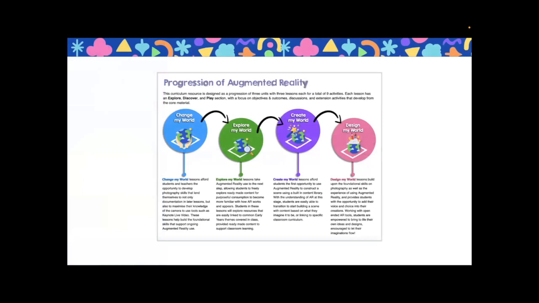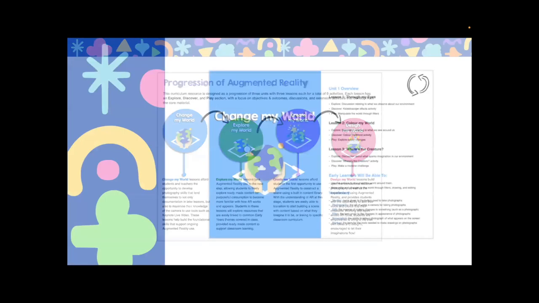So in my book, I have written up a progression of augmented reality based on what I see happening with children naturally. In here, we have 4 sections. Each section has 3 different lessons for the children to navigate through. There's Change My World, Explore My World, Create My World, and Design My World. So we are working at the very basics and moving on. Each unit is building upon the skills that were covered in the previous one.